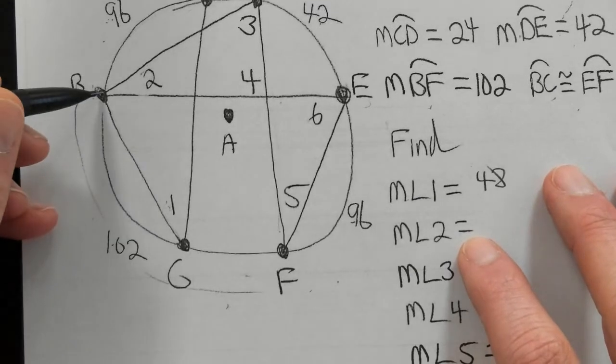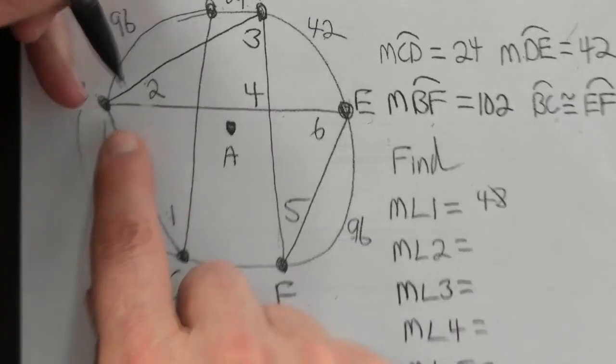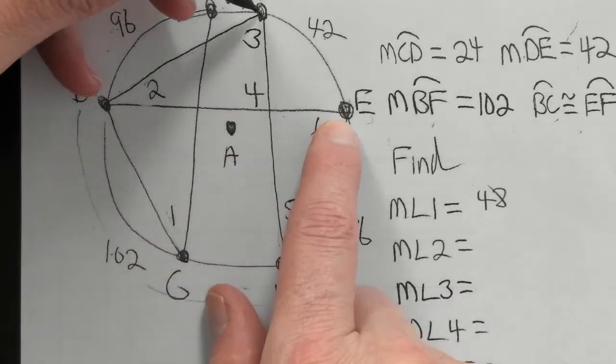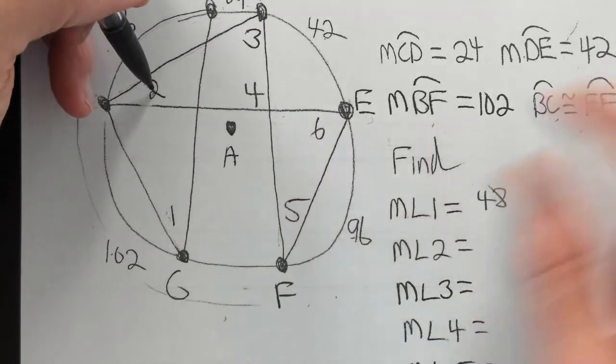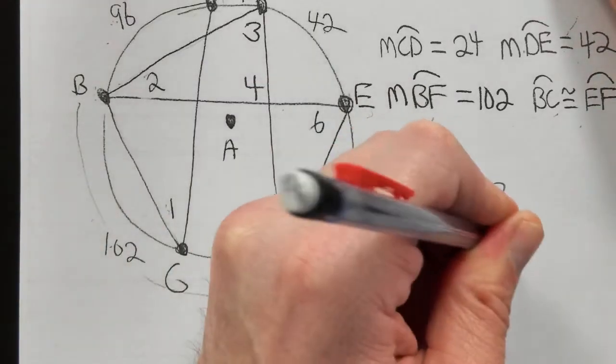Angle 2 is also an inscribed angle. All right, follow it out. What arc does it go to? It goes to arc DE, which is 42. So since it's inscribed, it's going to be half of 42, 21.